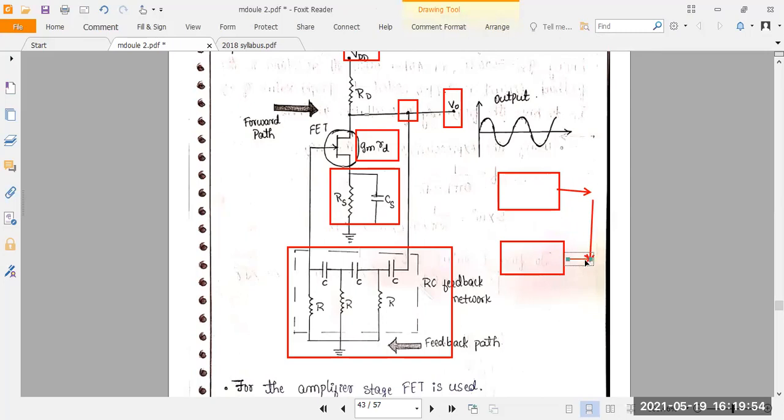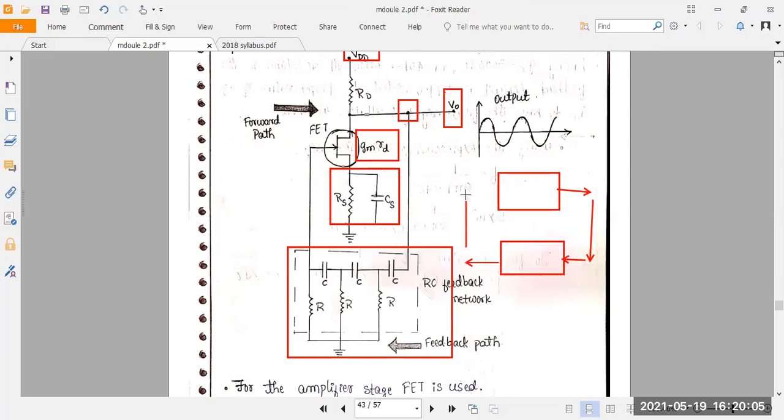See here, the output of the feedback network is connected to the input of the amplifier. It's a closed loop. Here A stands for the amplifier gain, and here they have taken B, the beta feedback gain. So the amplifier output is connected to the input of the feedback, and the output of the feedback is connected again to the input of the amplifier.